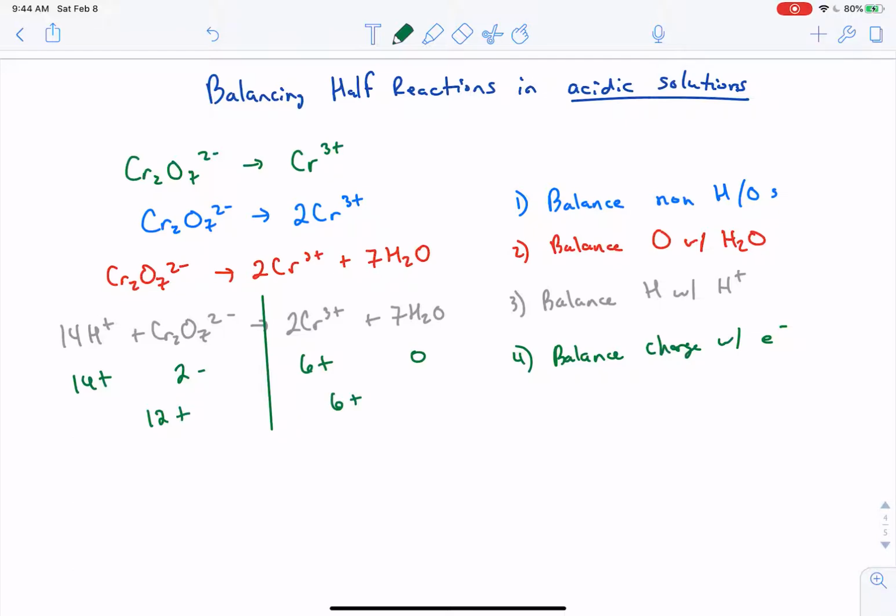Yes? Why do we balance H's with H plus? Okay, because of what we said at the very beginning. These are all acidic reactions. So it's implying that there is some acid in the reaction. So we're going to be using some of that acid for the reaction to occur. So that's why in this case we add H+. In basic solutions, we'll add something to neutralize the H+ later on.